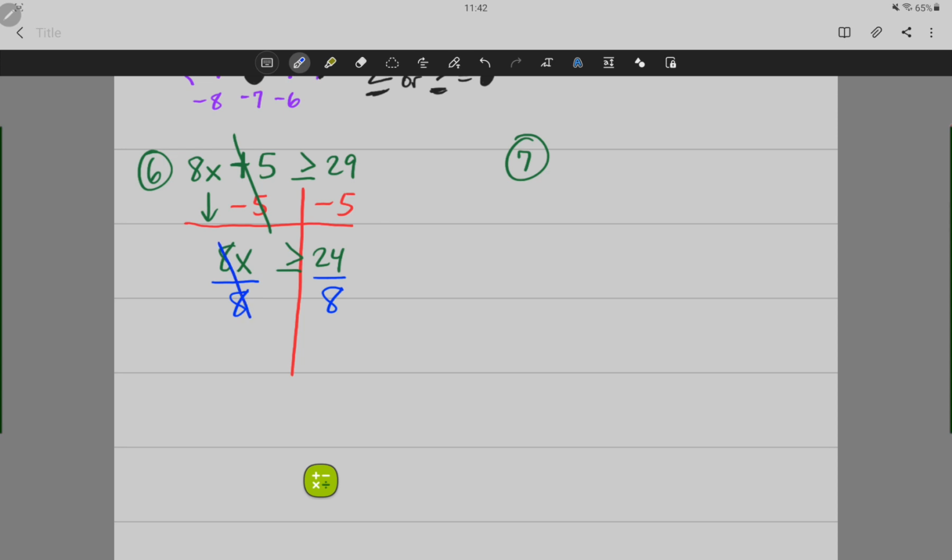Bring down our variable x. Bring down our greater than or equal to symbol. And 24 divided by 8 gives us 3. So our inequality here reads x is greater than or equal to 3. So to answer the question, what is the minimum number of hours she must work? Natalia must work for at least 3 hours, which means 3 or more, in order to earn the $29.